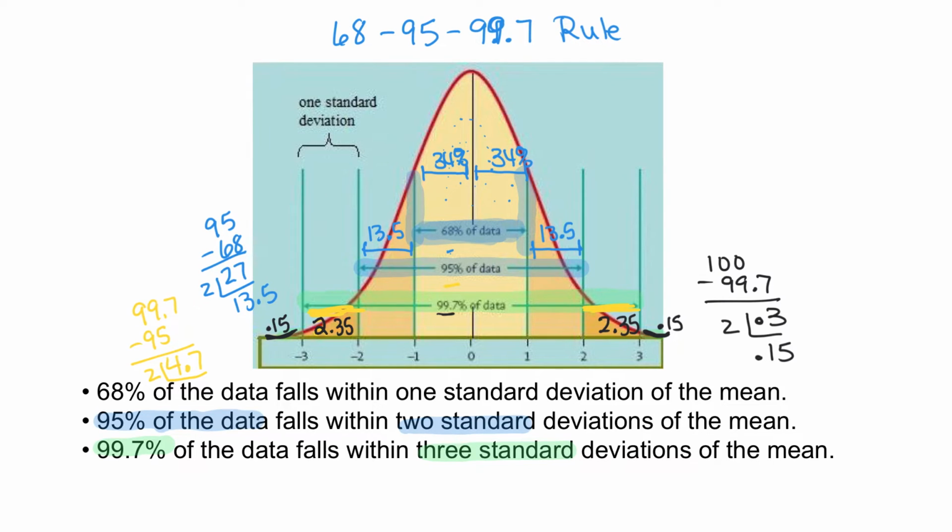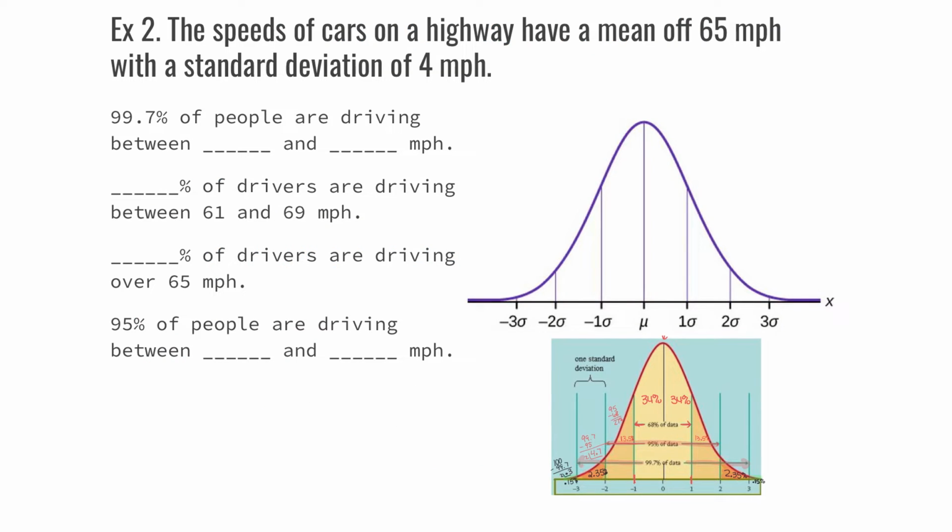Now this is going to be the most used picture because this represents all of the percents for each of these sections. So we're going to use this going forward. All right, I've got 2 examples here that represent the type of examples that you're going to see on your test. Okay, this one right here says the speeds of cars on a highway have a mean of 65 miles per hour with a standard deviation of 4 miles per hour. So go ahead and fill in your bell curve.